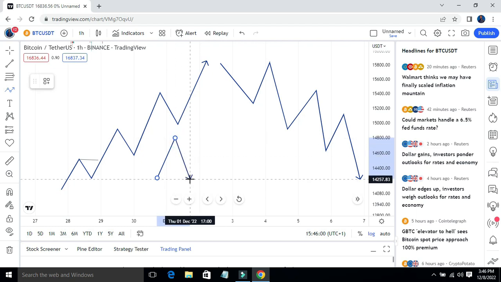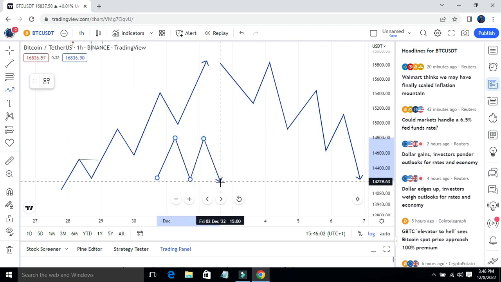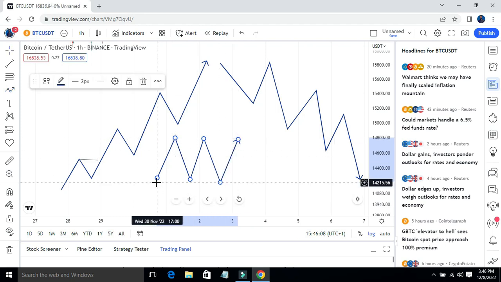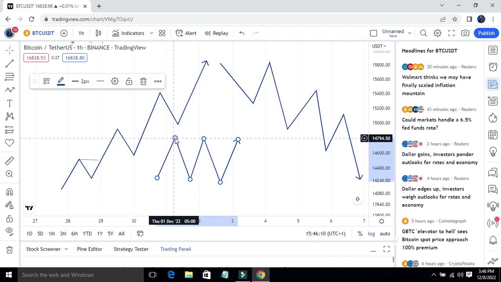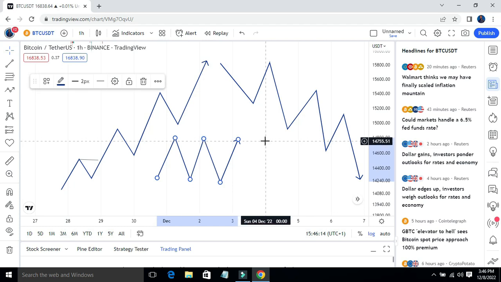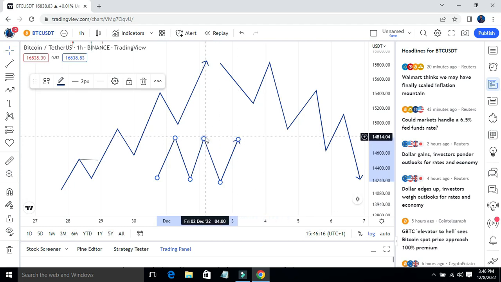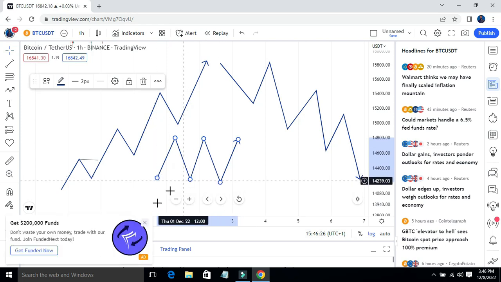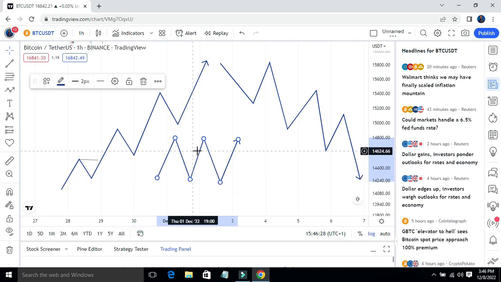Okay, something like this. So you can see that the one high has the same height as the other one, and the next one is the same height as the previous one. Same with the lows, one low is the same height as the other one, and the other one is the same height as the previous one, just like that. So it's called a range.